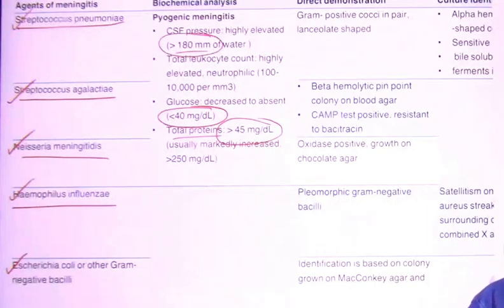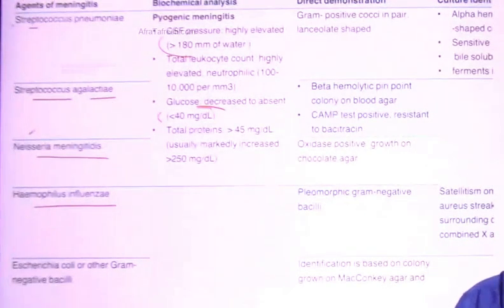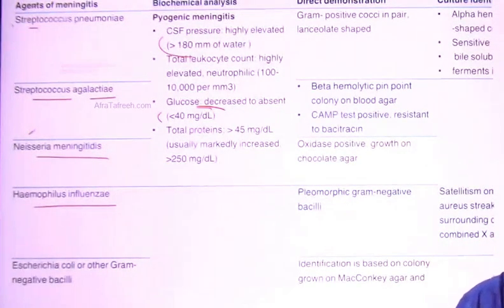The CSF pressure is more than 180. The leukocyte count is raised. Which leukocytes? Neutrophils. Okay. Now let's see them one by one. I know some of them are missing, like Listeria and all. They might come further. Okay. We'll come to them also.